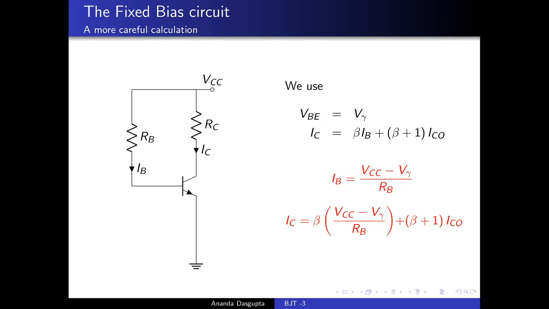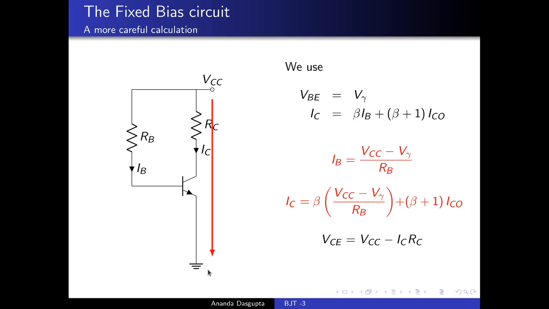The only other thing that is remaining to calculate is VCE, and that's easily done by taking a look at the other loop which is there in the circuit, which is just this line. Of course, why is this a loop? Because it starts at the ground, goes to VCC and then comes down straight. So this gives you VCC minus ICRC minus VCE, whatever the drop is from the collector to the emitter, and that has to be 0. So VCE, the collector emitter voltage drop, has to be VCC minus ICRC. So this completes our calculation for the bias in the fixed bias circuit.